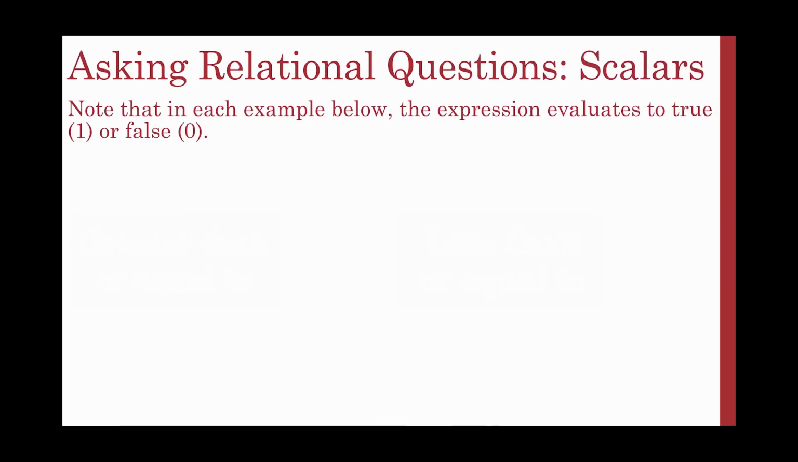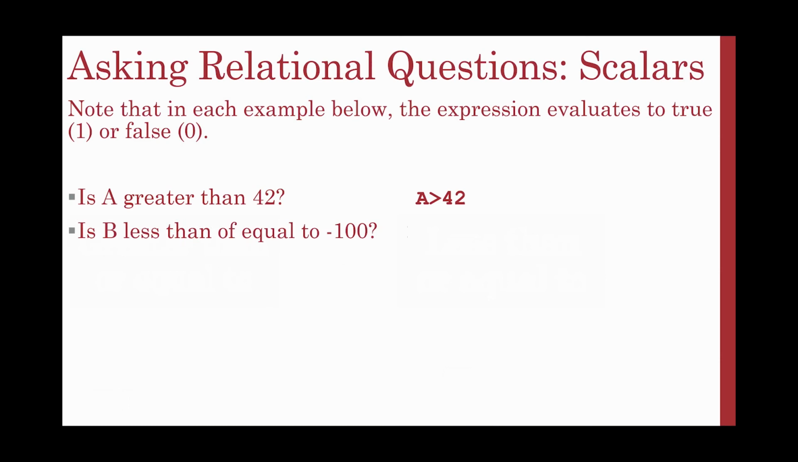So let's ask some relational questions using scalars. Note that in each example below, the expression evaluates true, which is 1, or false, which is 0. So is A greater than 42? I can say A greater than 42. It's going to look at my value of A and tell me whether or not A is greater than 42. Is B less than or equal to 100? I can say B less than or equal to 100. Is C equal to the square root of D? So I can say is C equal D squared, not square root of D. Again, I'm using the 2 equal signs to denote equality.